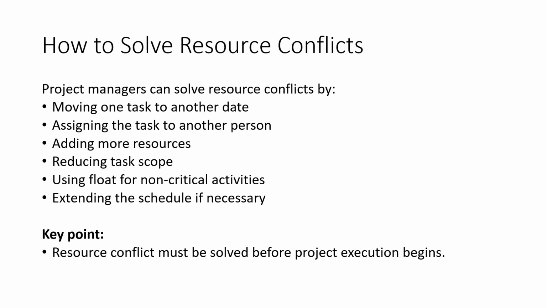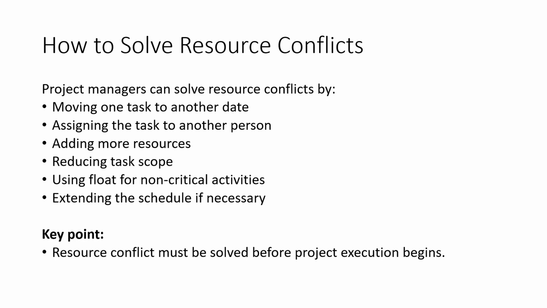Project managers can solve resource conflicts in several ways. First, they can move one task to another date. This is suitable if the task has float. Second, they can assign the task to another person who has the required skills and availability. Third, they can add more resources such as additional staff or equipment.